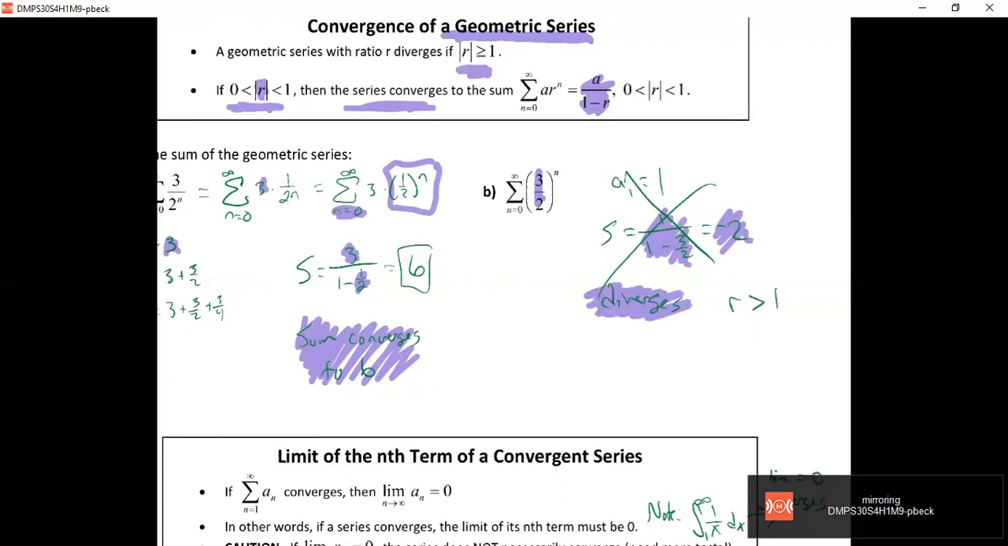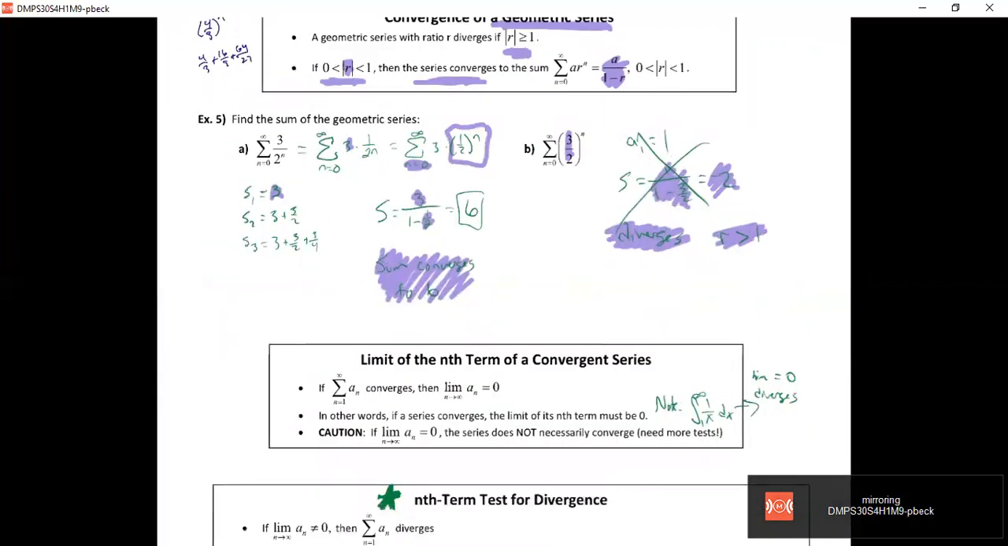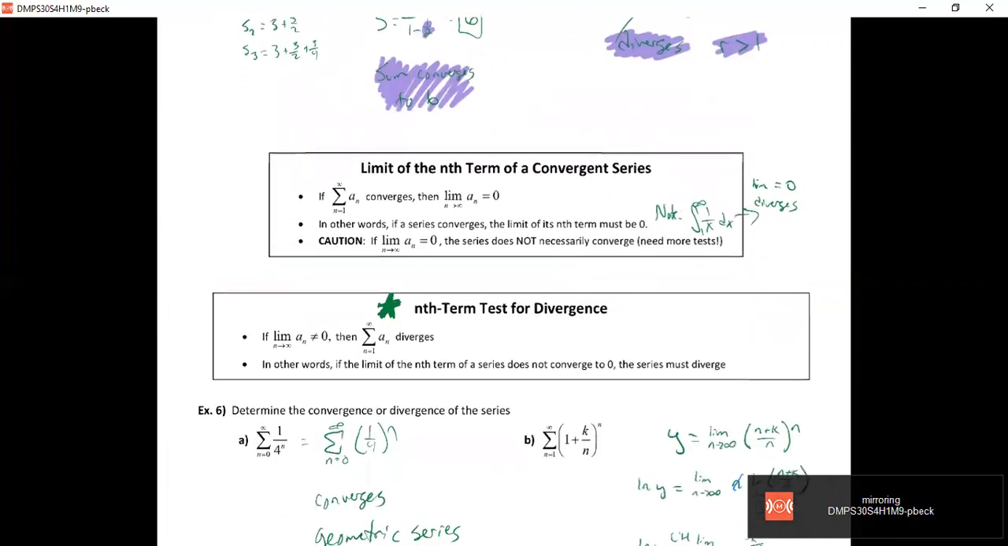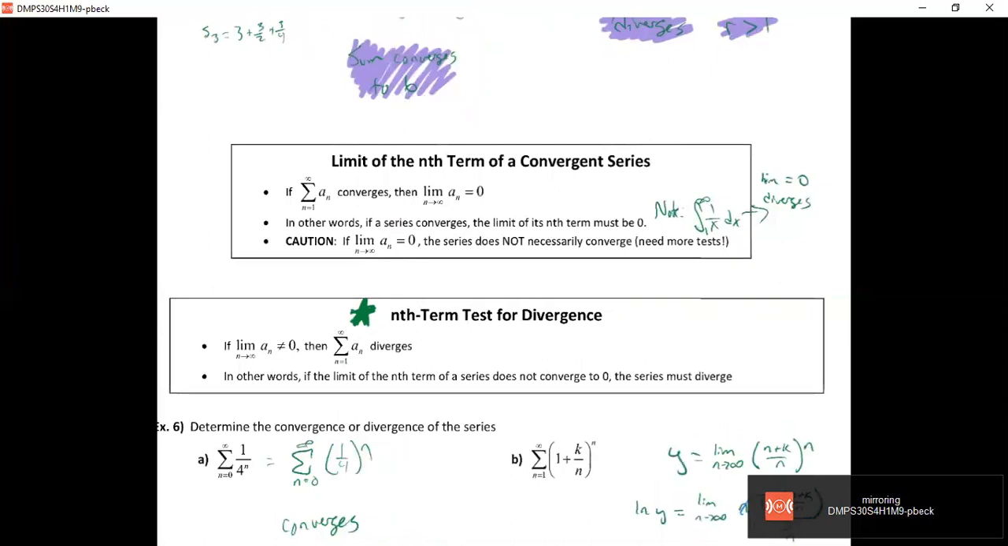Now, whenever you say divergence, you can't just say diverges and you're done. You always have to have some kind of justification. You know this is calculus class. You have to justify what you do, why you do it, and how you do it. So the reason why it diverges is the ratio is bigger than 1. The limit of the nth term. So next big idea, limit of the nth term of a convergent series. If we know that an overall series is going to converge, then the limit of that rule, or the limit of that sequence, has to be 0.